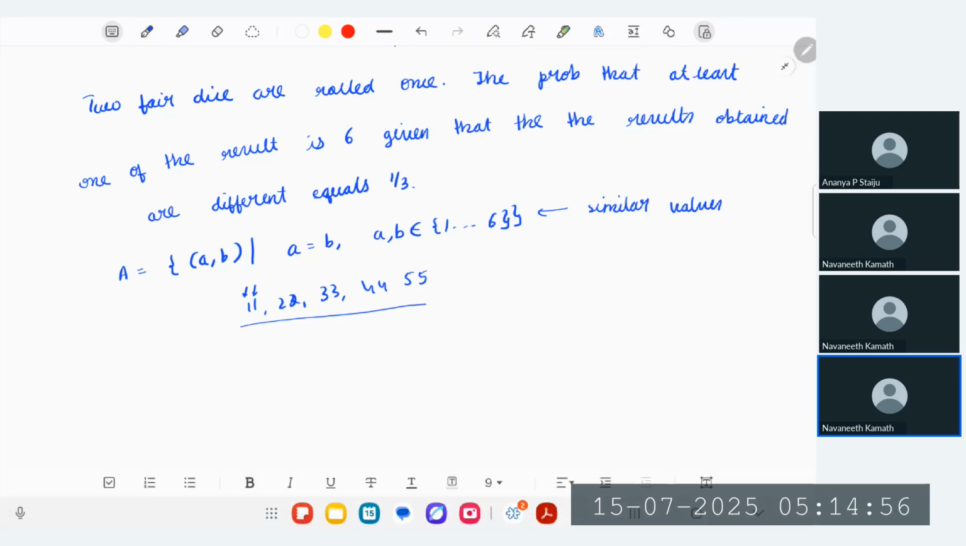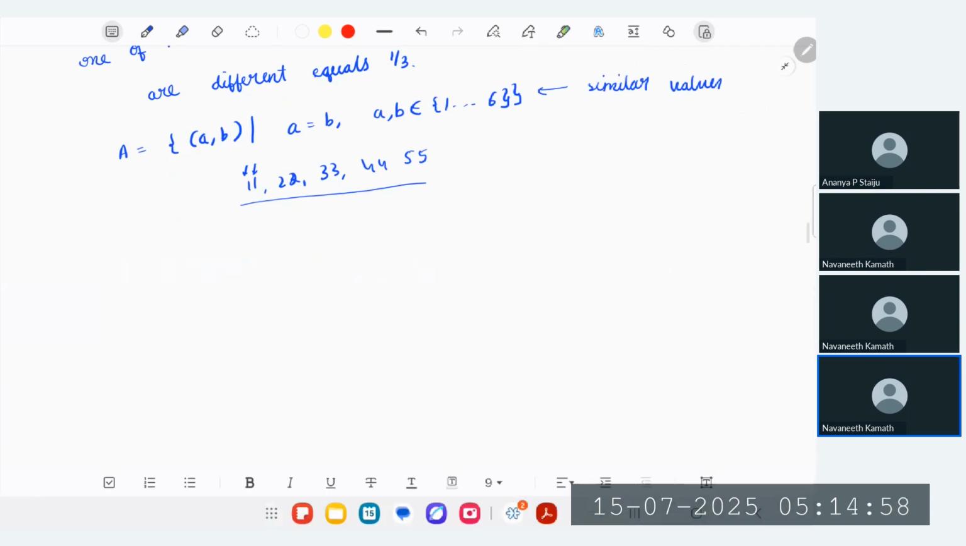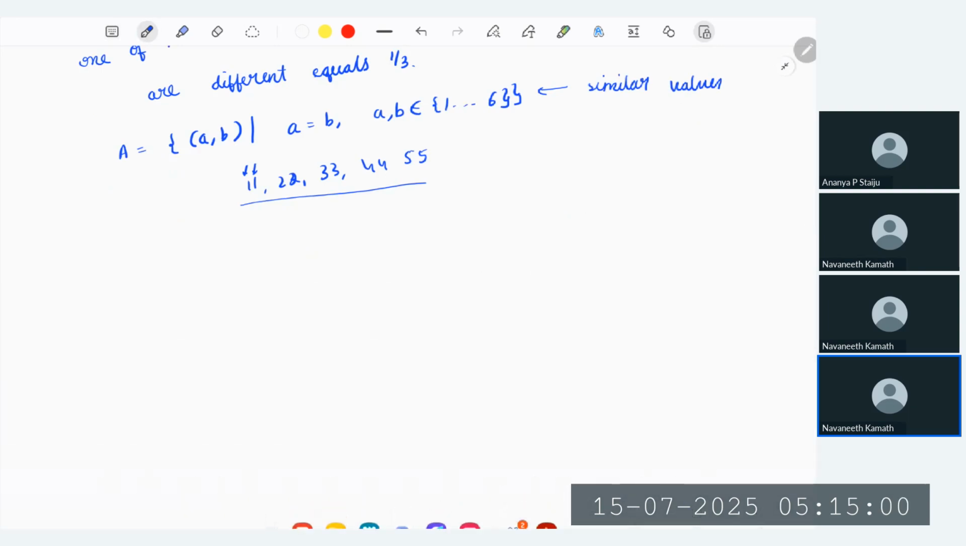And let's take B as the pairs where A is not equal to B. How many such possibilities do we have where A is not equal to B?